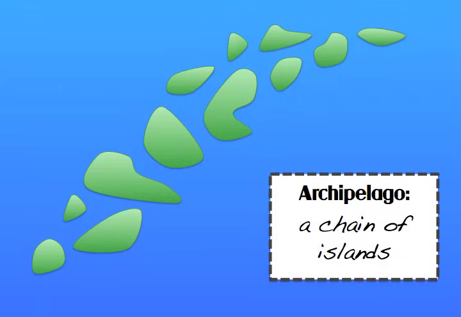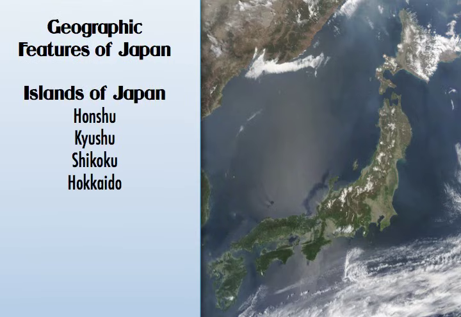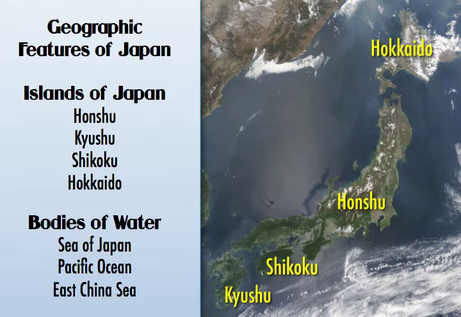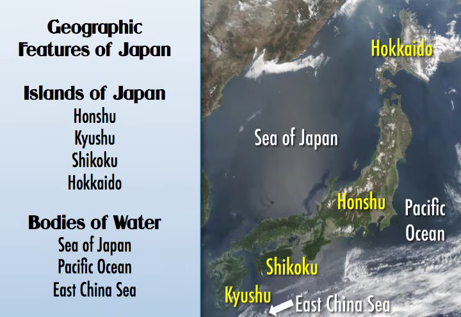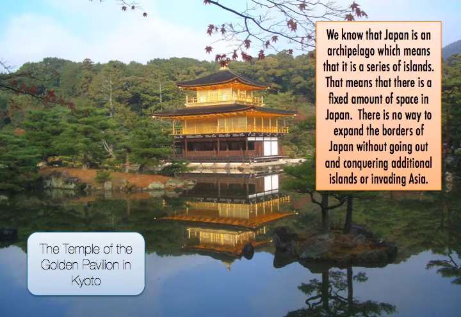All right, let's talk about some of these geographic features of Japan. Well, as we said, there are 4 main islands of Japan, and those are Honshu, Kyushu, Shikoku, and the island of Hokkaido. But if Japan is an archipelago, that means it's also surrounded by some important bodies of water, including the Sea of Japan, to the east the Pacific Ocean, and to the southwest the East China Sea. So what we're saying is that Japan is a series of islands, or an archipelago, meaning that there is a finite amount of space on those islands.